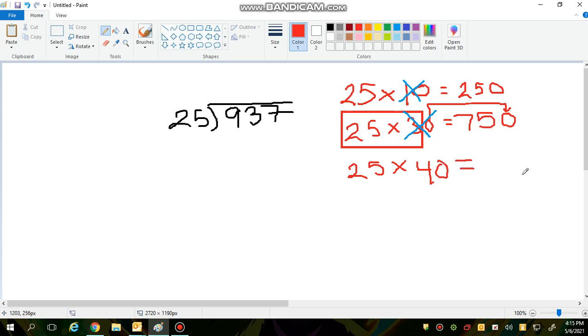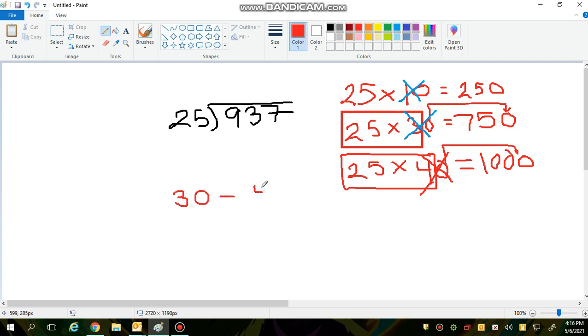Okay, let's see if that works out. Well, again, 25 times 4 is basically 100. And you take the 0 and you put it in the back, and that's 1,000. Now that's way too big. 1,000 may be close to 937, but it is bigger than 937. I can't use 40. However, I have figured out that the answer has to be between 30 and 40. Somewhere in between these two reference range numbers is a number which is appropriate for this.